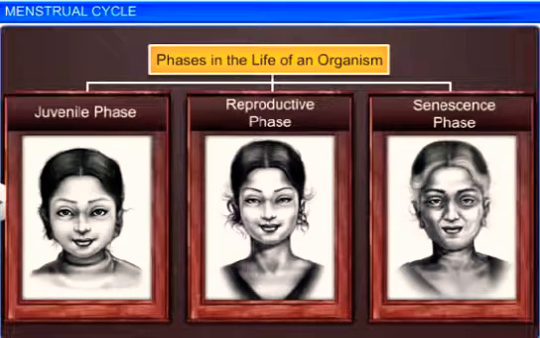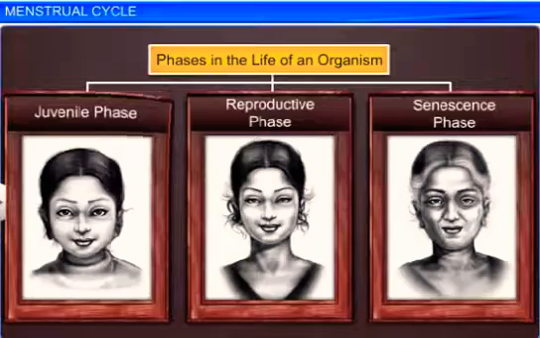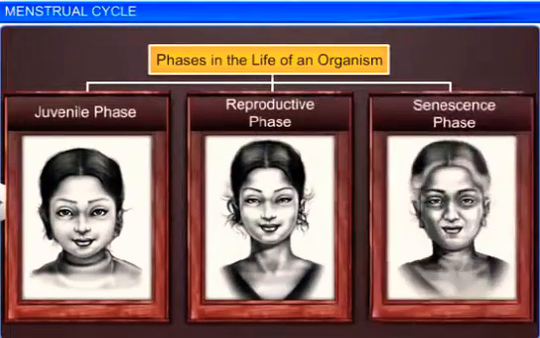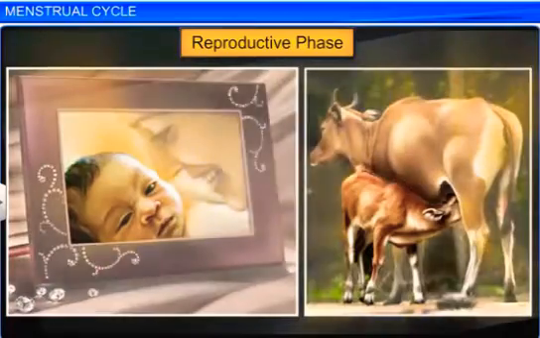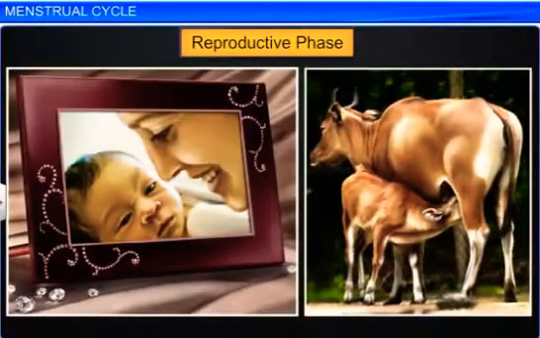There are three phases in the life of a living organism: juvenile, reproductive, and senescence. During the reproductive phase, organisms give birth to offspring. Interestingly, most organisms display certain morphological and physiological changes during the reproductive phase.